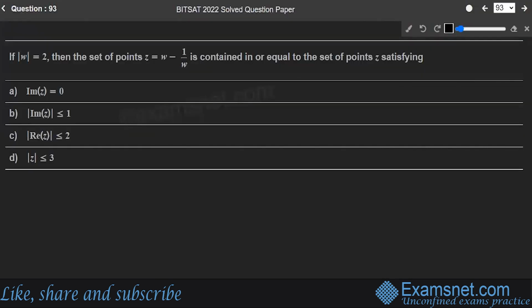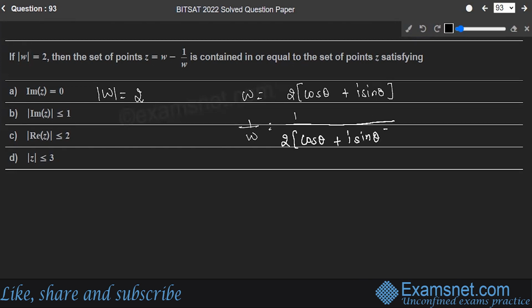Question number 93. If magnitude of omega is equal to 2, then the set of points z is given by omega minus 1 upon omega is contained in or equal to the set of points z satisfying. See, here you have the modulus of omega as 2, or you know omega, this can be written as 2 cos theta plus iota sine theta, and 1 upon omega, this will be equal to 1 upon 2 cos theta plus iota sine theta.